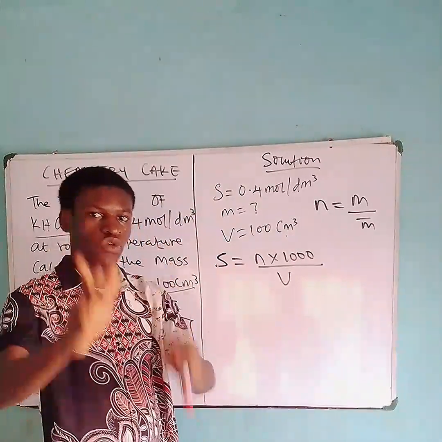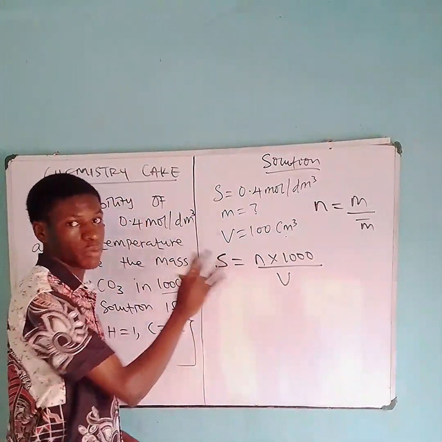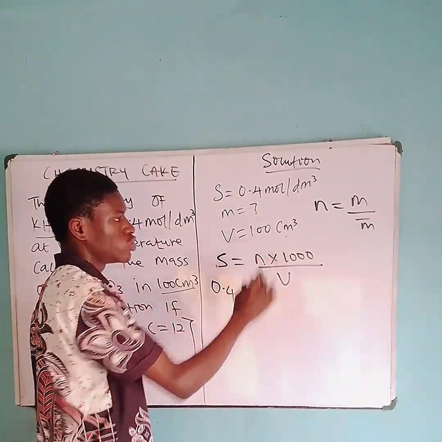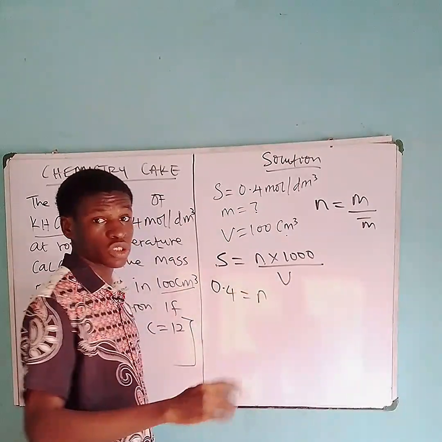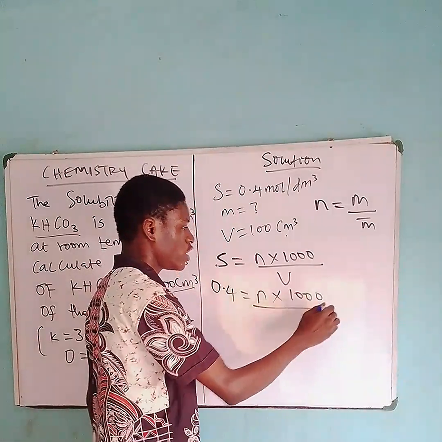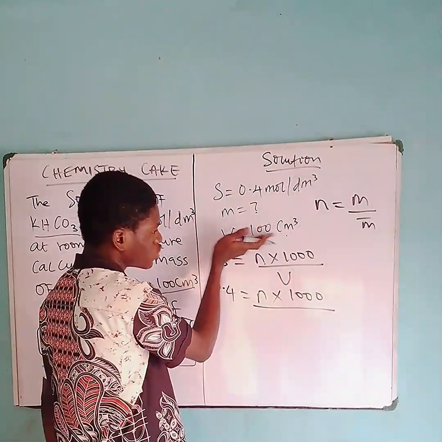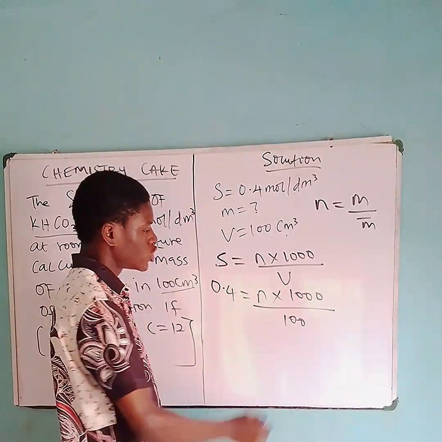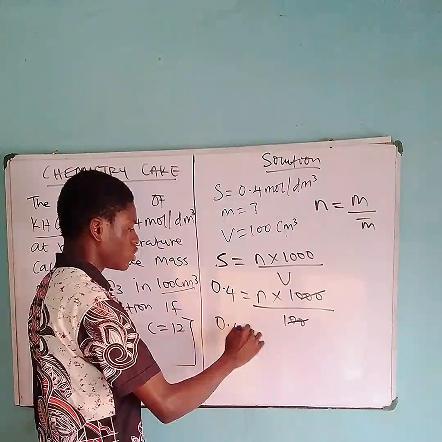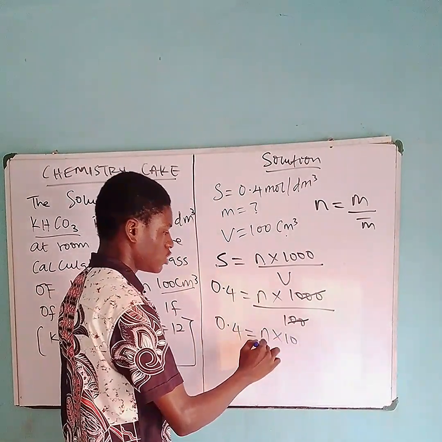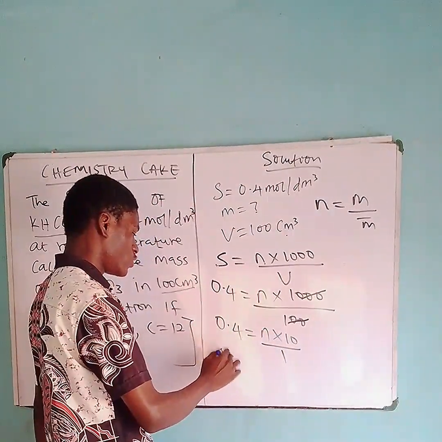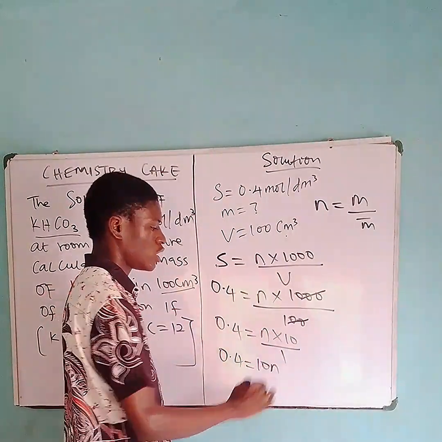Now, the first thing to do is to find the mole. What's our solubility if we apply this expression? The solubility is already 0.4, so I have 0.4. The mole we are looking for, so it remains n, times 1000, still remains 1000, divided by the volume. The volume is already 100. So 0 can cancel 0. This is now mathematics. So I have 0.4 equals n times 10 divided by 1. Now, n times 10 is 10n. So I have 0.4 equals 10n.